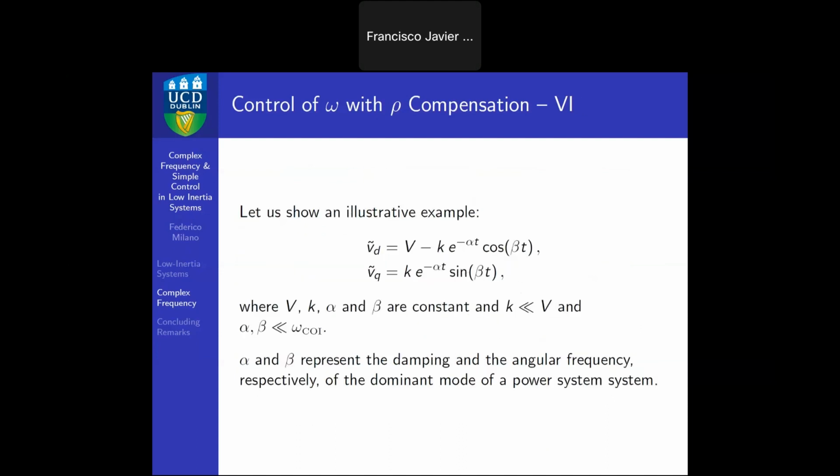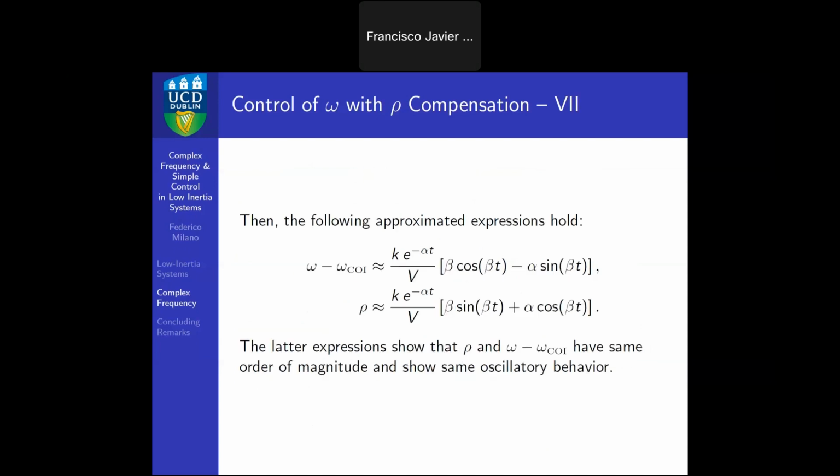Sorry if I go back, but think of a hypothetical transient when you describe the transient this way. So it's an oscillation that is damped. So it's a typical electromechanical transient that you have. Then you could express the VD and VQ in this way. And then calculating omega minus omega coil, you would have this expression. And for rho, this expression. See, they cross sine and cosine.